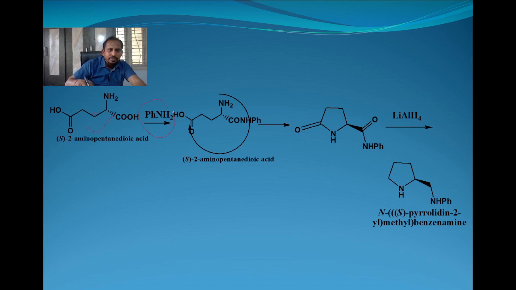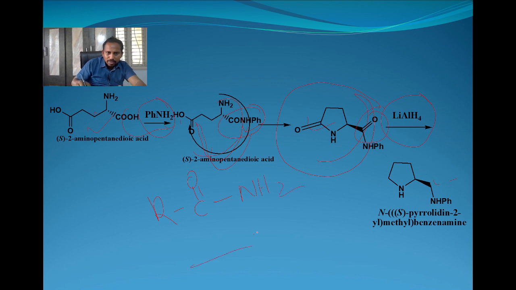When S-glutamic acid is treated with aniline, this COOH comes in contact with the amine group and forms this amide here. In the next step, this nitrogen will attack the other carbonyl group, and this hydrogen and this OH combine to lose water, forming a cyclic type of structure. Then, in the presence of lithium aluminum hydride, a reducing reagent, the amide carbonyl is reduced to a CH2 group, and here also CH2. So the role of lithium aluminum hydride is to reduce RCONH2.